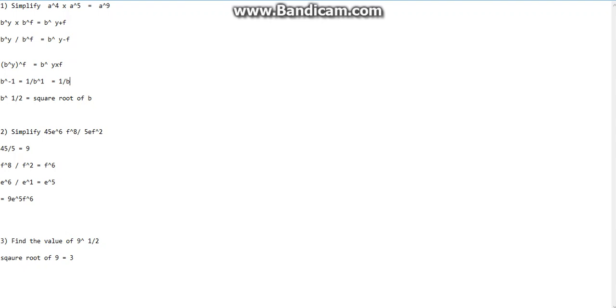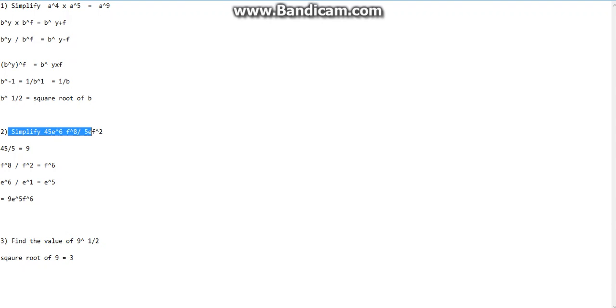If you get something to the power of a half, then you square root. It's a square root of b. And if it was something to the power of a third, it would be the cube root, and so on and so forth. So there's that. Don't tell me that that was too difficult, because it wasn't, was it?